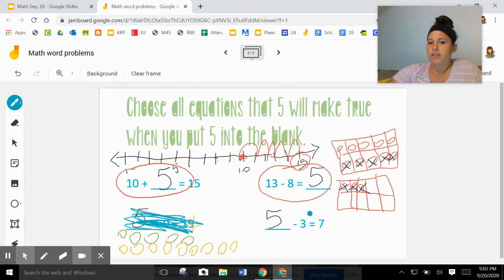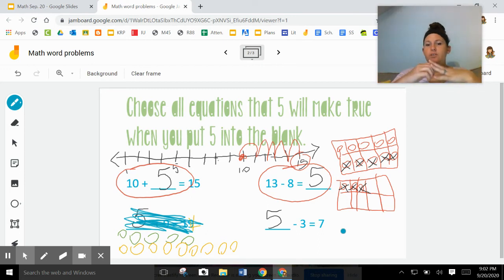All right. So our last one is 5 minus 3, or take away 3 or subtract 3, equals 7. So we need to see if that 5 will make this equation true when we put it into the blank. So now I'm going to use the last strategy, and that is counting with your fingers or with your brain. So not doing any sort of drawing, just using what you've got in your hands. And this one is probably the easiest one and the one that you want to try to master the most, because when you're out in the real world and you're trying to figure out problems like counting coins that you got in your pockets, and you don't have a pencil and a piece of paper there with you, guess what you always have? Your fingers. And guess what you always have? Your brain.